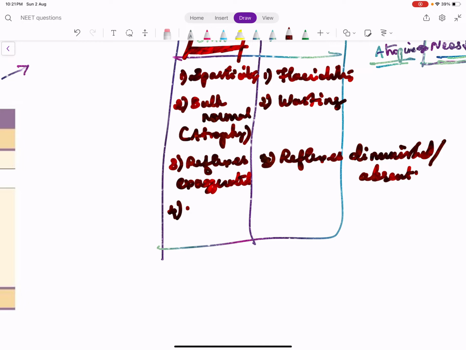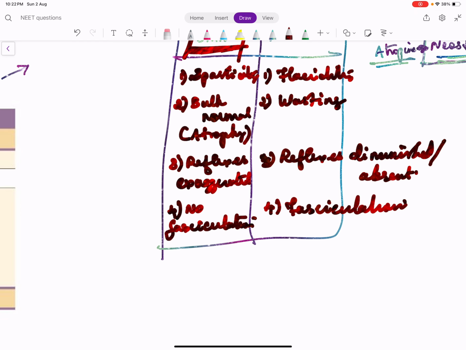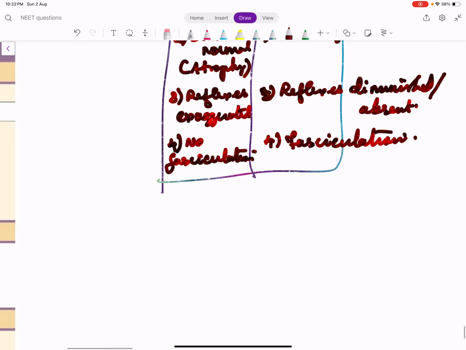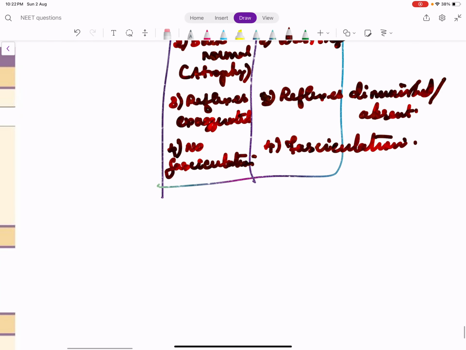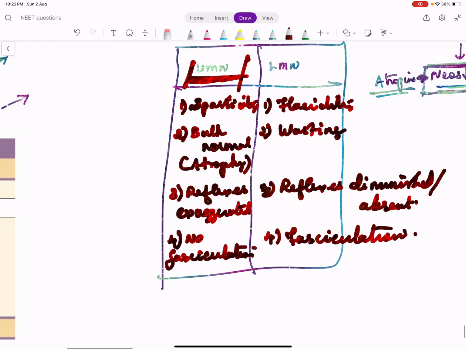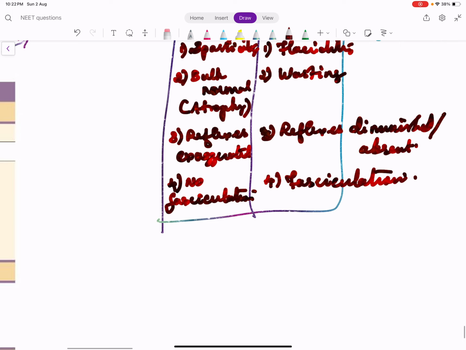In upper motor neuron lesions, there is no fasciculation. Fasciculation is twitching of the muscles or muscle fibers. In lower motor neuron lesions, there is fasciculation. Upper motor neuron usually will be spastic with exaggerated reflexes. Lower motor neuron will be a wasted muscle with diminished reflexes, but weakness will be present in both.